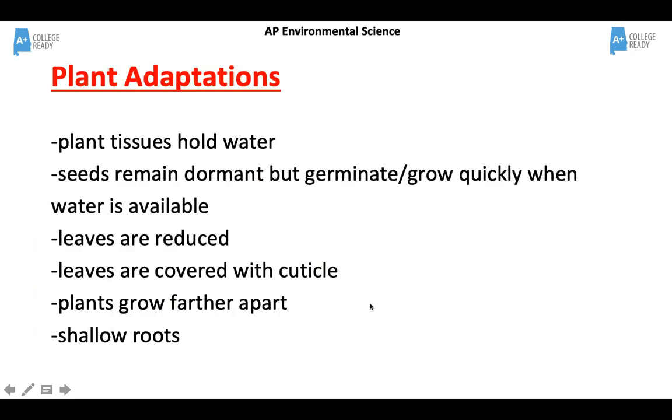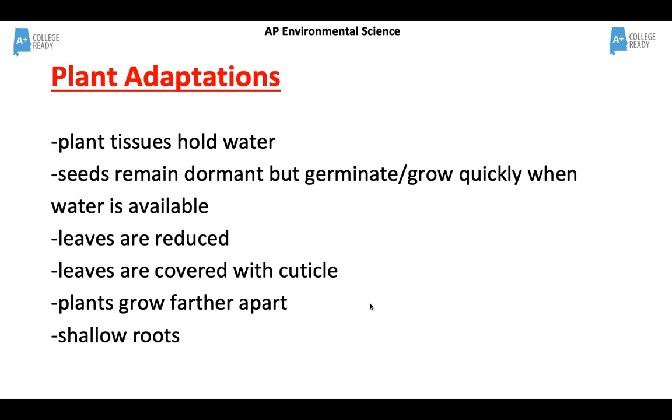A lot of the adaptations you're going to find for plants in the desert would be pretty obvious, right? It's probably stuff you would already assume. Plant tissues of plants in the desert, or xerophytes, are very, very good at holding water, because if they get any water at all, they need to hold on to it for as long as they can, because who knows when they're going to get rain again, right?